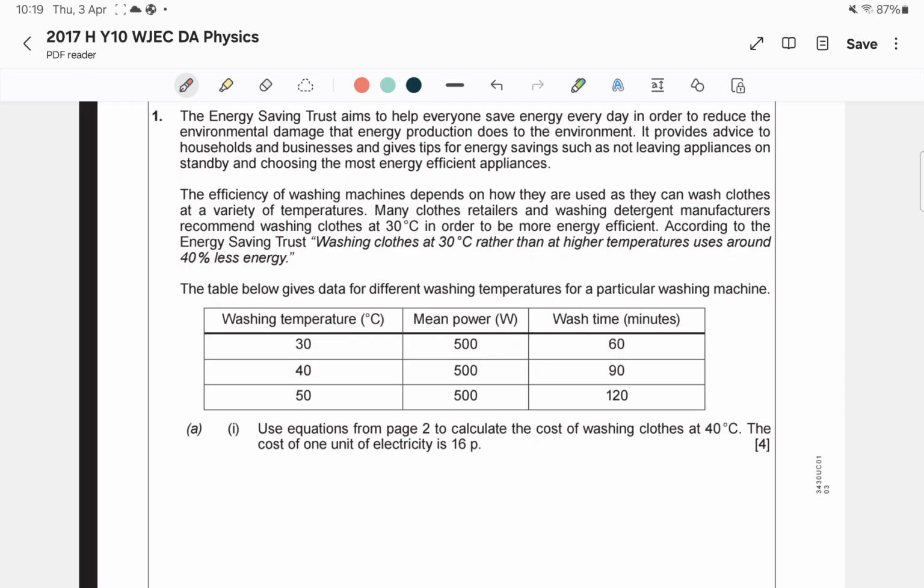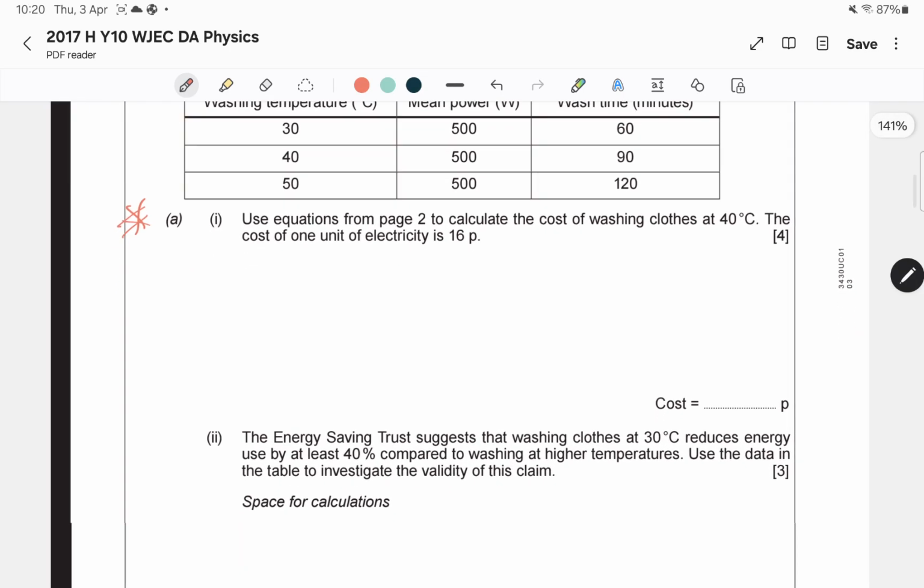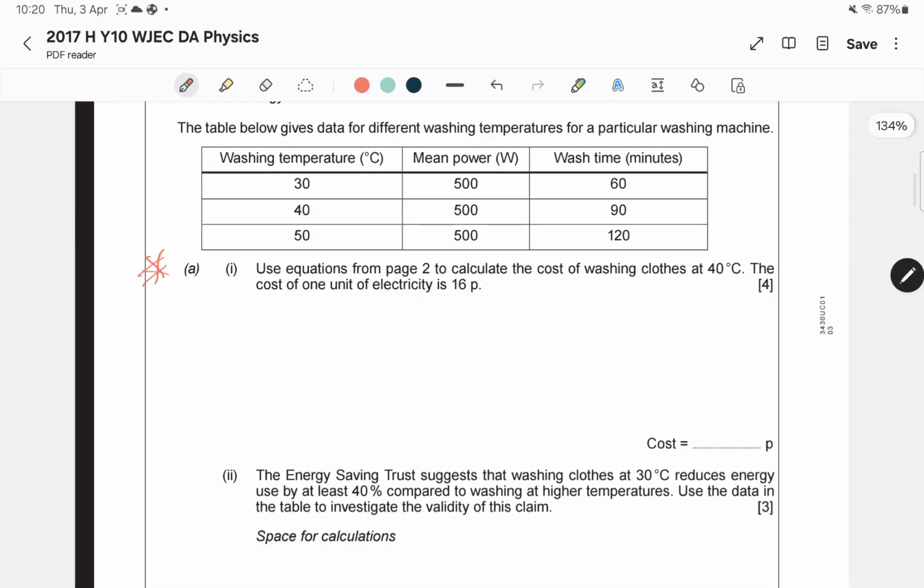Question 1 is about using washing machines, saving energy and the efficiency of the washing machines. There's a few quotes in there and some numbers, but I'm going to go straight to the question and read the question first of all, because I may not need any of this information at the top at all. So let's go to the question. Use equations on page 2 to calculate the cost of the washing machine at 40 degrees Celsius if 1 unit costs 16 pence. So the question is, how many units have I used?